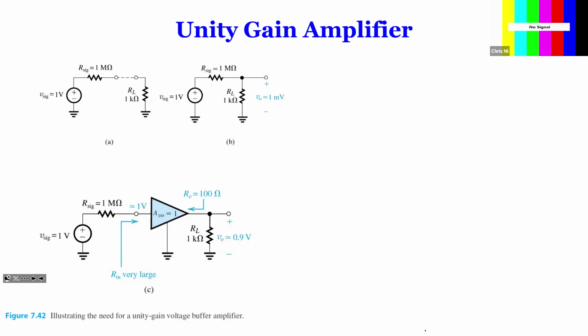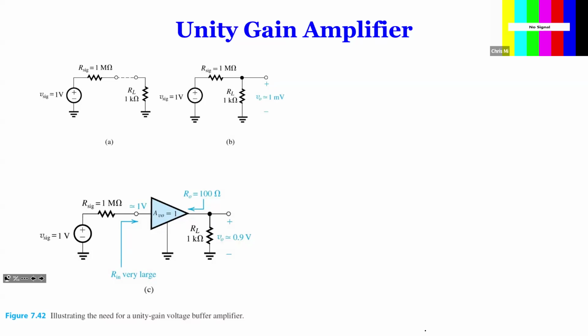And the third property is the output resistance is very small in comparison to your load resistance. For example, in this example, they have the output resistance at 100 ohms, and your load resistance is 1K. Now, output is 1 volt. So 1 volt divided between 100 and 1K, you get almost 90%.